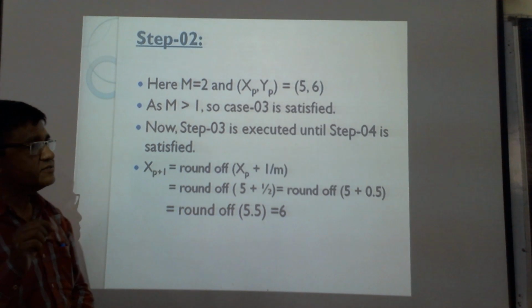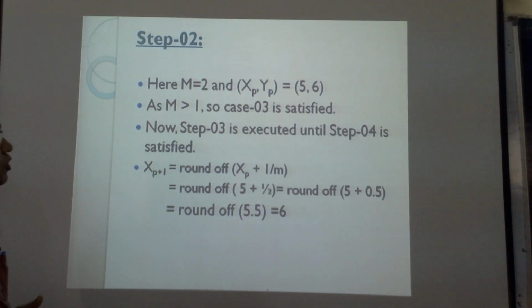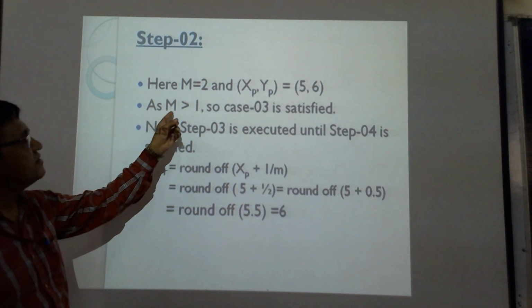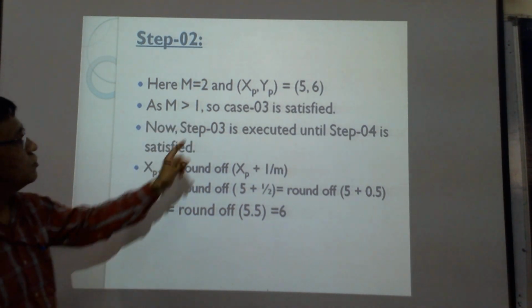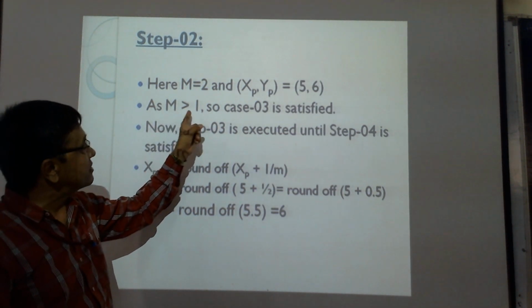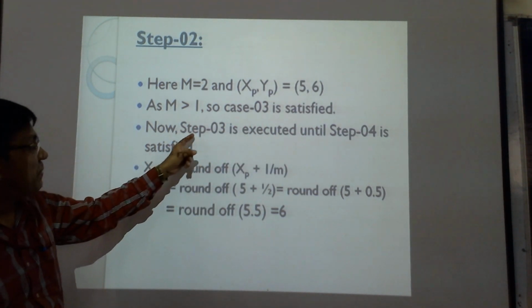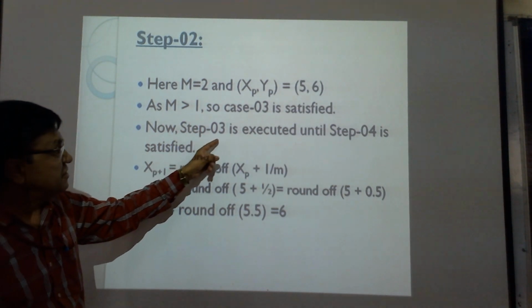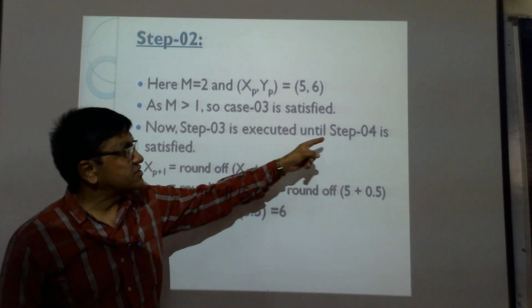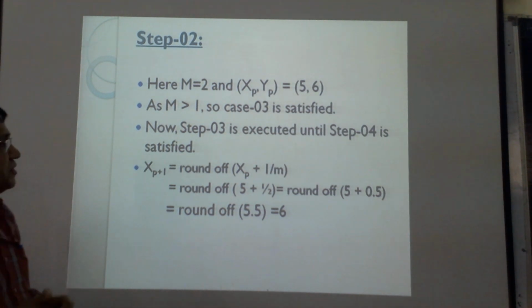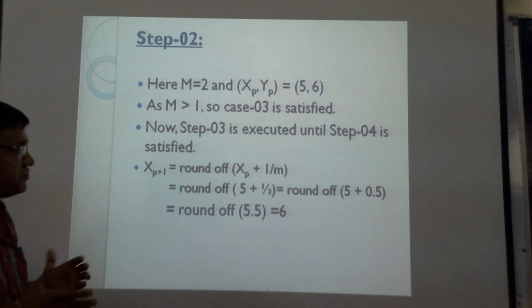In this problem, we will apply the third case, when m is greater than 1. So, if m is greater than 1, case 3 is satisfied. Step 3 is executed until step 4 is satisfied. Now, we will calculate the next pixel coordinate of the line.